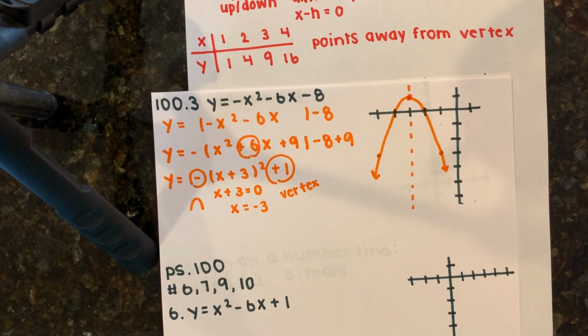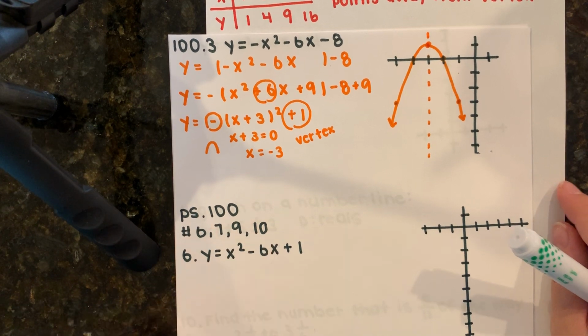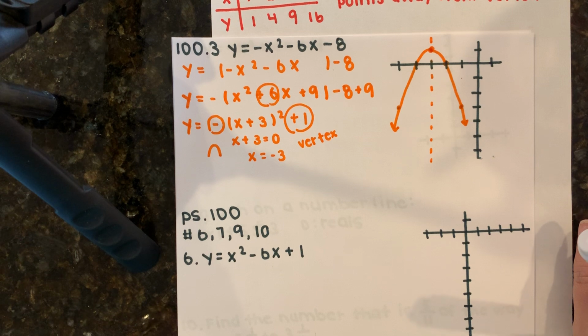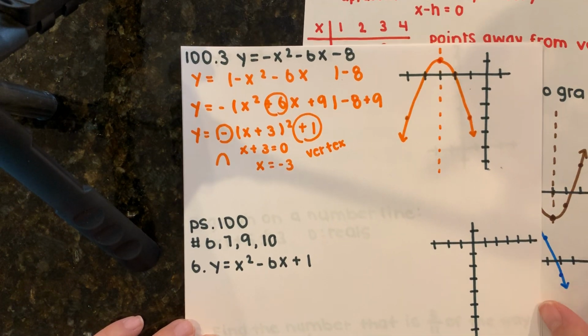Now I want you to pause this video, and we are going to do numbers 6, 7, 9, and 10 together. 6, 7, 9, and 10, and that's just a review of the last few lessons. So pause the video, attempt those problems, and then press unpause when you're ready to try them with me.